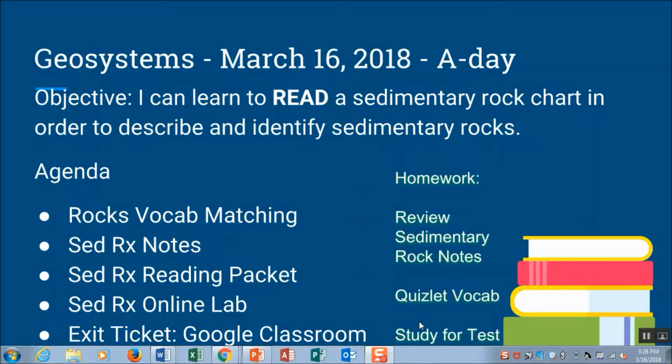For homework, you should be reviewing your sedimentary rock notes. Use the link on Google Classroom to go over the Chapter 6 Rocks Quizlet vocabulary and study for the test.